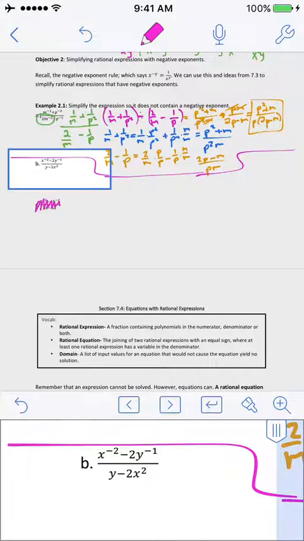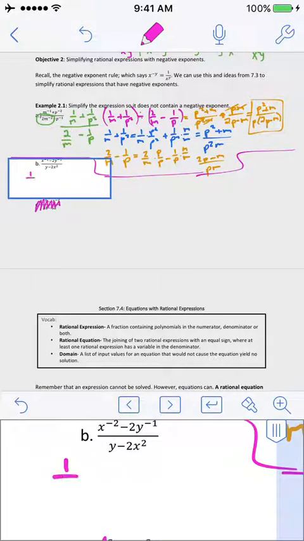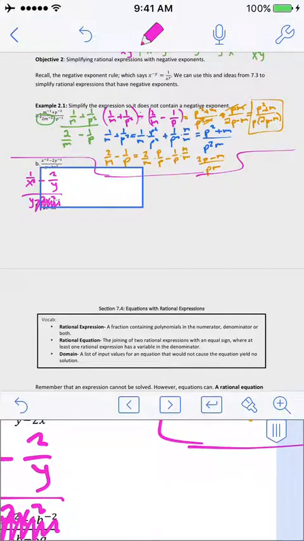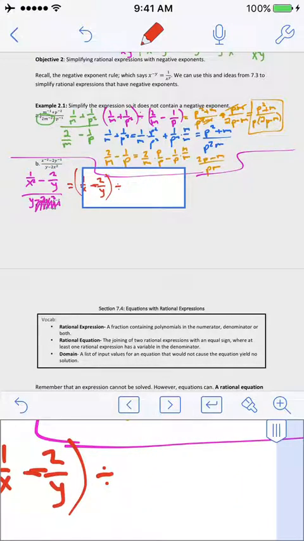x to the negative second minus 2y to the negative first over y minus 2x squared. I have to rewrite this first off as 1 over x squared minus, again, there are no parentheses, so that 2 does not apply to the negative 1. It's 2 over y, over y minus 2x squared. We'll rewrite that as a division problem. So this equals 1 over x minus 2 over y, divided by y minus 2x squared.